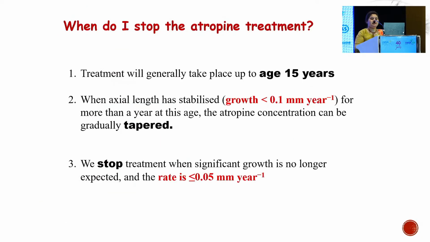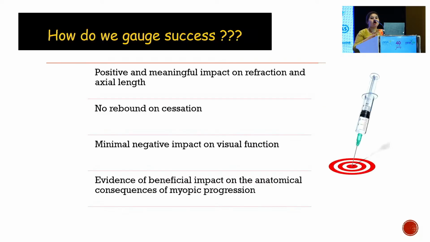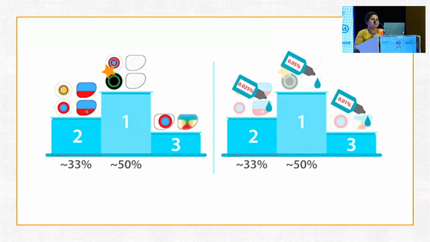So when do we stop the atropine treatment? We can suggest the child to use the atropine till he reaches his teenage age, or if there's an axial length stabilization of around 0.1 millimeter change in a year. How do we gauge success of the treatment that we are adopting? There should be a positive and a meaningful impact on both the refraction and the axial length. There should be no rebound on cessation, and there should be minimal negative impact.